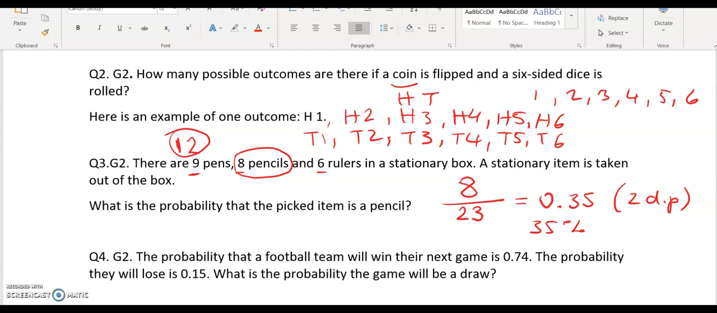The probability that the football team will win their next game is 0.74. The probability that they will lose is 0.15. What is the probability the game will be a draw? So the 3 possibilities are either win, lose or draw. And we know that they should add up to 1. So we already have 0.74 and 0.15. So we'll take it away from 1. And it gives us 0.11. So this is the probability the game will be a draw.